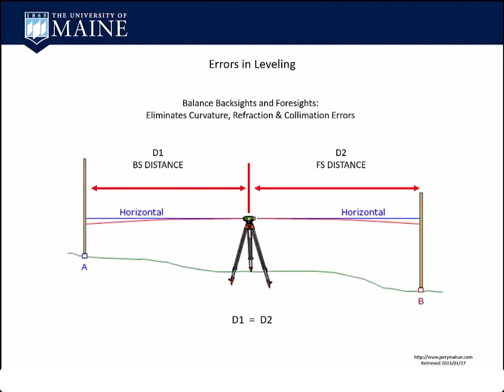Again, if you're balancing your sights, distance 1 and distance 2 are equal, then you're eliminating the errors. You're eliminating the need to correct for the errors. Errors are always there. It's just by balancing your sights, you've balanced them out such that they have no effect on the readings.